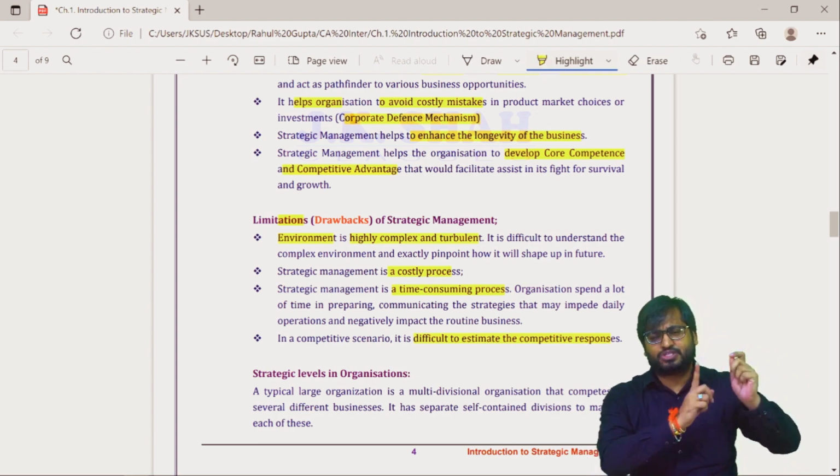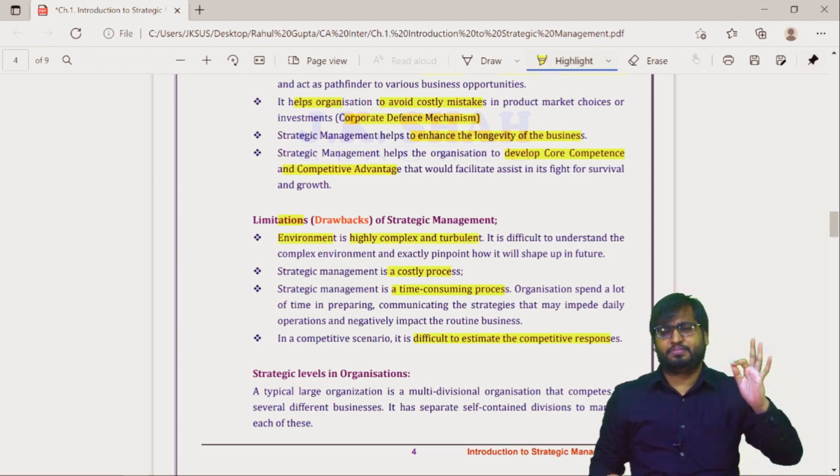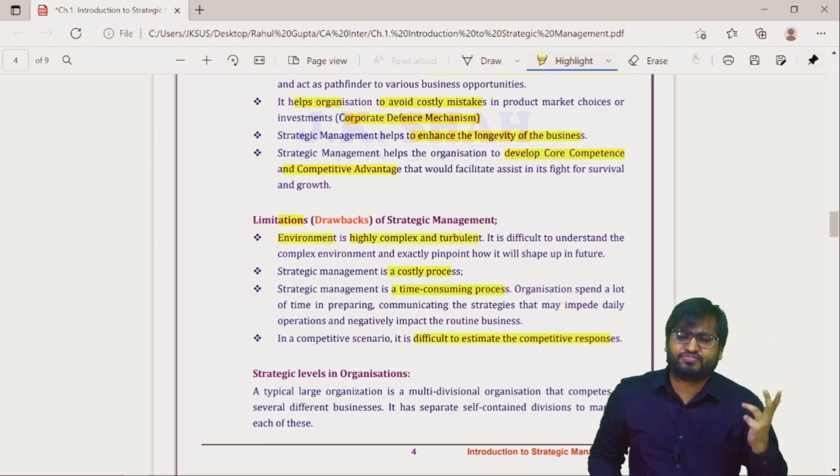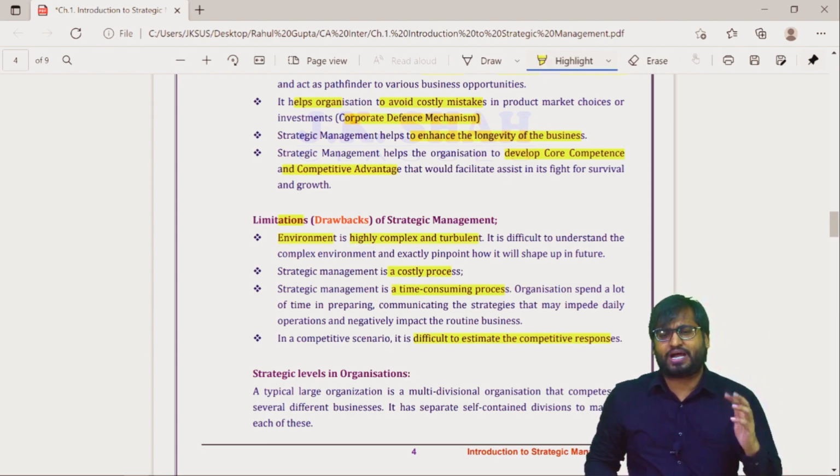Next, they are responsible for the business. If the business makes a profit, they will be rewarded. If the business does not perform well, they will be asked questions. Why was the business not able to perform well? What were the reasons?